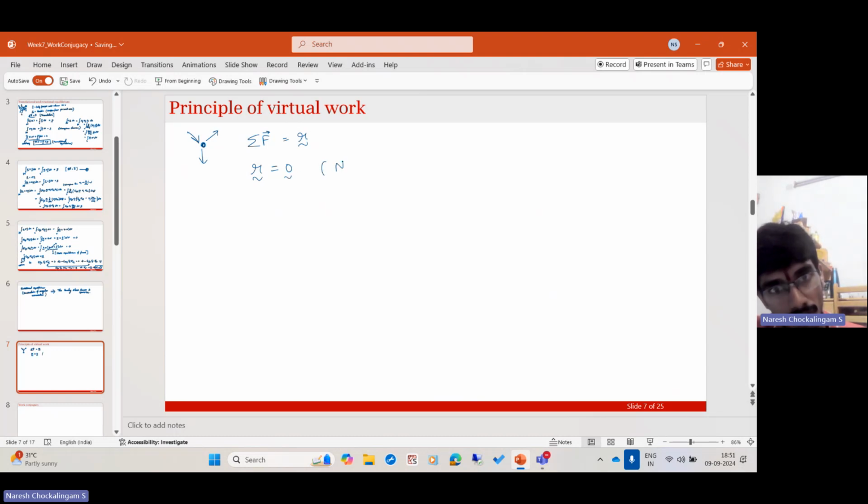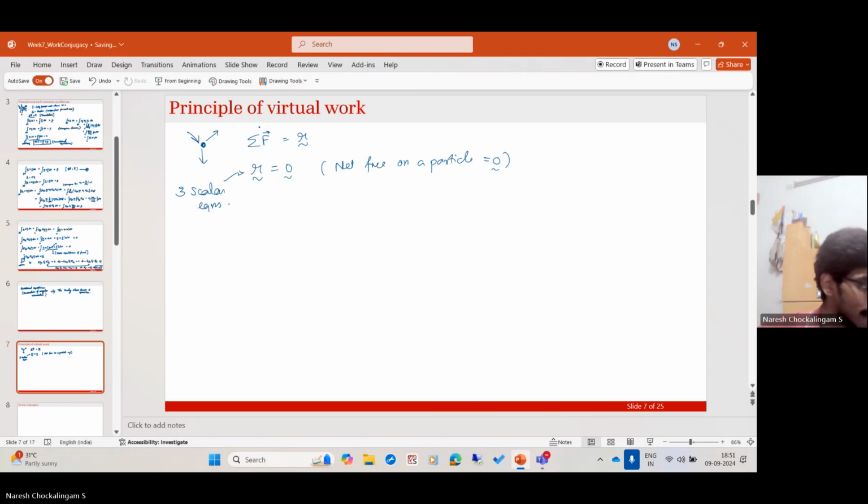So the net force acting on a particle should be equal to 0. But this is a vector equation. This has got three scalar equations within it. So mathematically, this is exactly equivalent to, this implies, this dot product with the virtual displacement field.